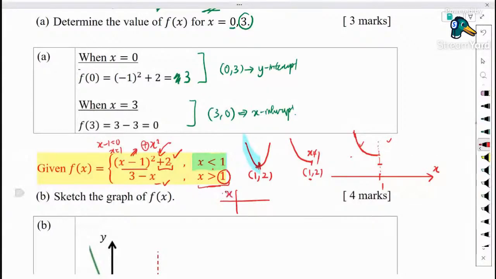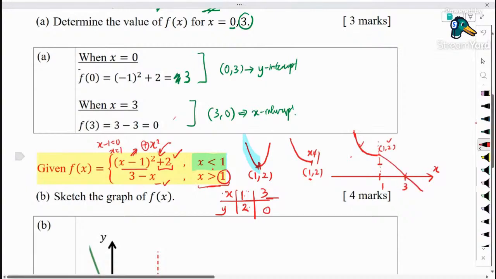So for example, you choose x equals to 1, and in here, we choose x equals to 3. We should already have the answer from the previous part. So we find out that the corresponding y value, if x equals to 1, we substitute inside, we have 2. Therefore, when we sketch the graph, this point is actually (1, 2). So from this point, we connect until (3, 0), which is the x-intercept.